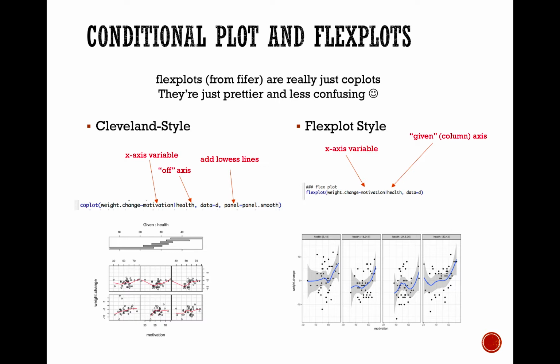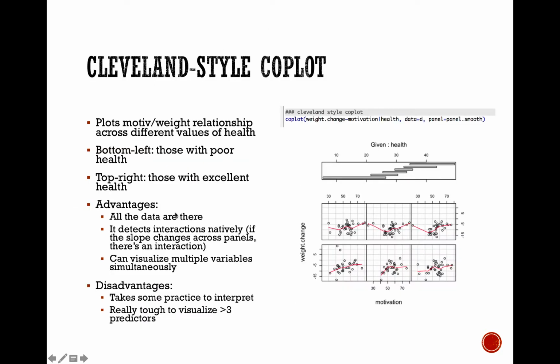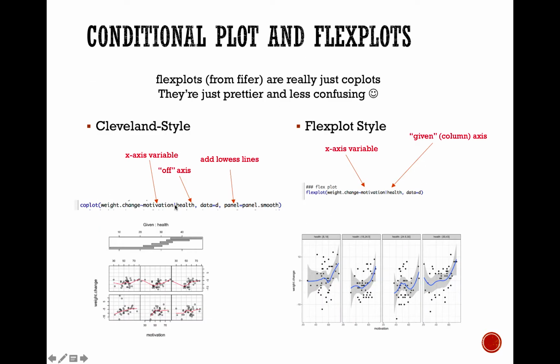All right, so basically the notation is exactly the same. If you're doing a Cleveland style conditional plot, by the way, Will Cleveland is the guy who invented conditional plots, or coplots for short, the notation is y tilde, whatever your x-axis variable is, and then you've got that, which we call a vertical pipe. And you can interpret that as given. So this is saying y, or weight change tilde motivation given health.